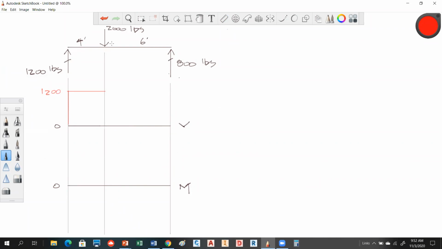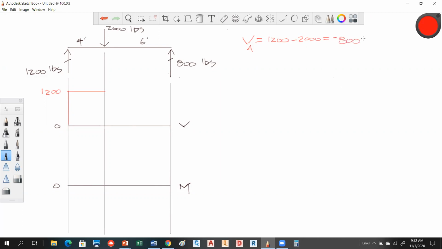But when we hit this, what's going to happen to that shear? If we call that point A, you're going to go 1200 minus what? 2000. So at that point, it instantaneously drops. So we have 1200 minus 2000. Gives us what? Negative 800. Yeah, negative 800 shear. And of course, that would be in pounds.